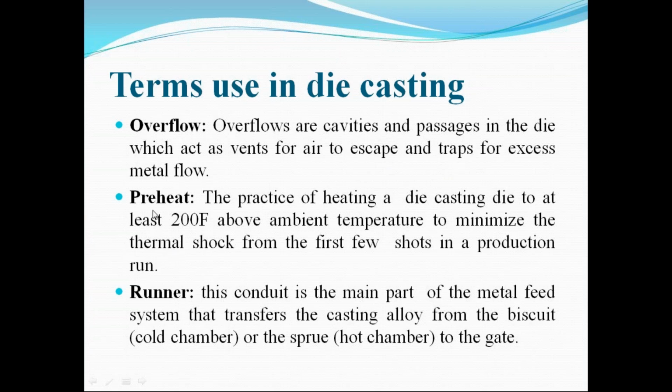Now the preheat: the practice of heating a die casting die to at least 200 Fahrenheit above ambient temperature to minimize the thermal shock from the first few shots in a production run. I already told you related to this. The die temperature is initially at room temperature, and the material we use for making the product is above melting point temperature, maybe 700 degrees centigrade or 1000 degrees centigrade. So there is a huge difference between the die temperature and the molten metal temperature. To avoid the thermal shock, we preheat the die material.